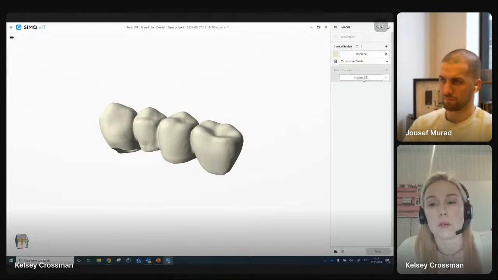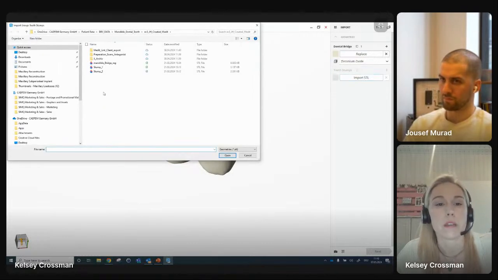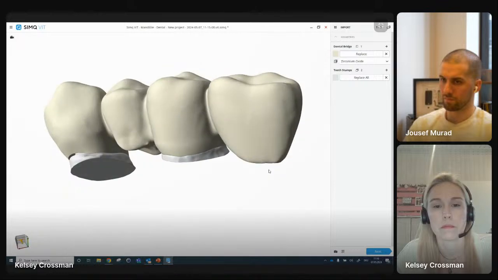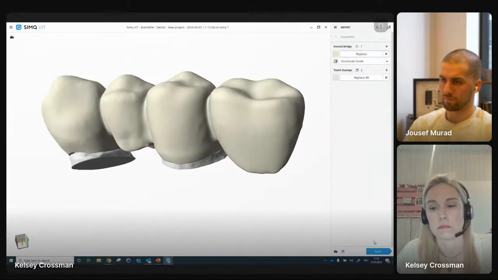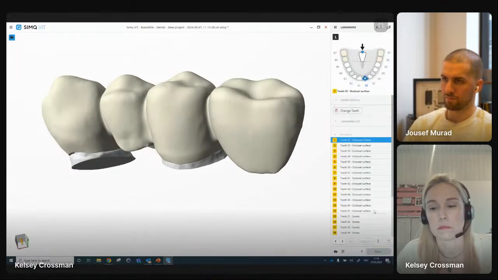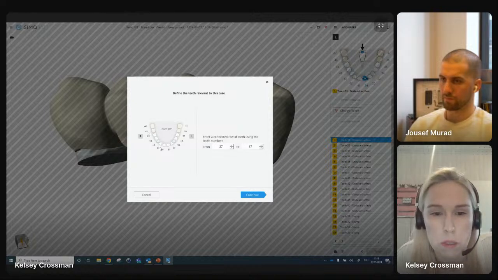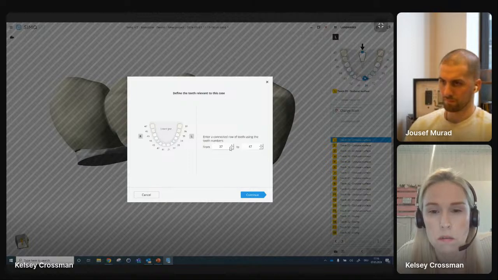And then we would just import the tooth stumps. Again, just as easy. There they are. Click next. Okay, and so it's going to be on the patient's right here. So it's 43, 44, 45, 46.